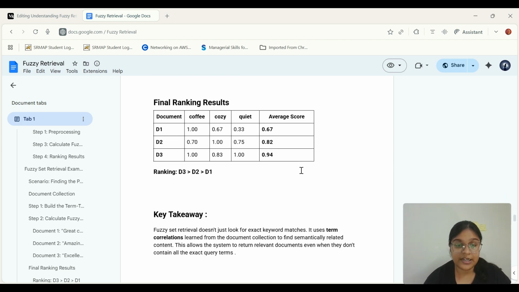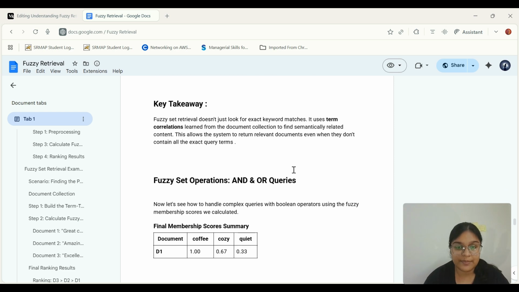So after that, we rank the final results after taking from three of the documents, that our D3 is the closest to our match, and then comes D2, then comes D1. So main takeaway is for each keyword match, we are looking not just the exact match, but we are looking at what are the close enoughs. And for every term, we're first finding the term correlation matrix and then semantically related to the other content. So this allows the system to return relevant documents even when there are not exact matches.